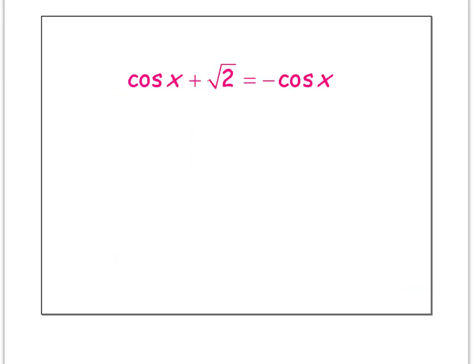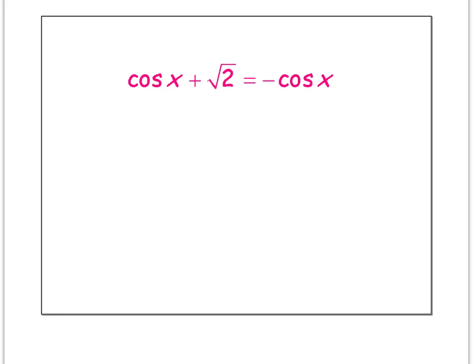In this example, we have cosine x plus square root 2 equals negative cosine x. The goal is to get x by itself. Considering that I have x on both sides of the equations, I'll have to move this entire cosine term to join on the left-hand side with another cosine term. And I'll have to move this square root of 2 to the other side so that I can isolate the parts of the equation that have x in them, the variable that we're solving for.